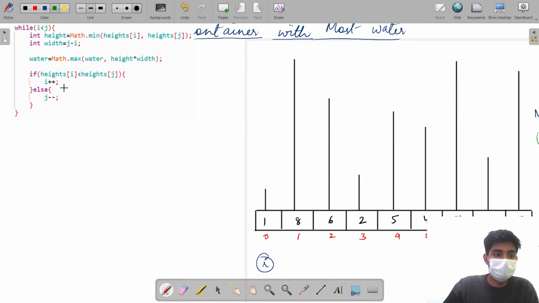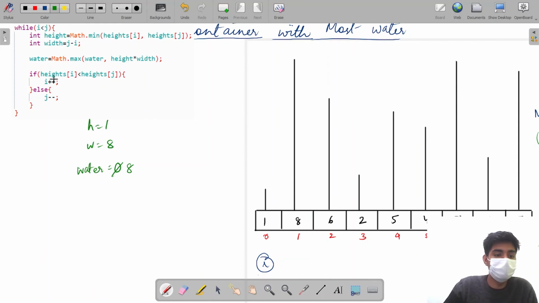So my height is going to be the minimum of the two heights, 1 and 7. 1 is the minimum height. Width will be j minus i, which is 8 minus 0, which is 8 only. Now my water will be the maximum of the old water and the current water. Old water was 0, now my water is 8, so it will change to 8.